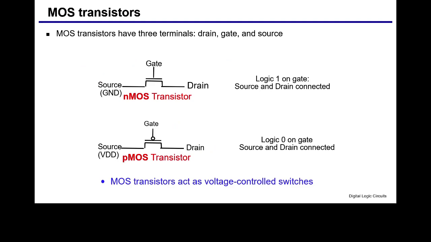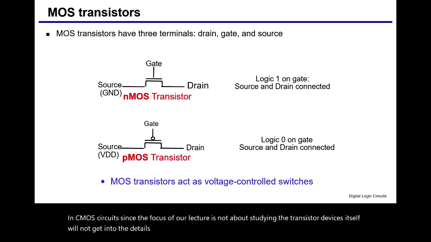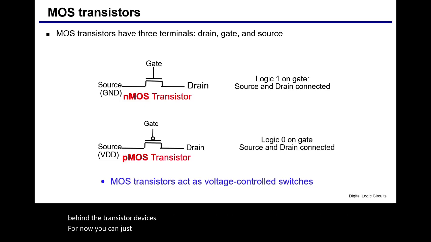Some of you may have already heard about NMOS or PMOS devices in CMOS circuits. Since the focus of our lecture is not about studying the transistor devices itself, we will not get into the details of these CMOS transistors and how they work, and the physics behind the transistor devices. For now, you can just think of these NMOS or PMOS transistors as just the switches that we just described.